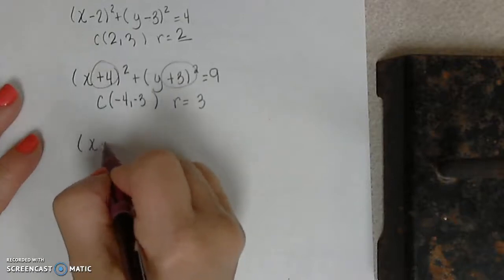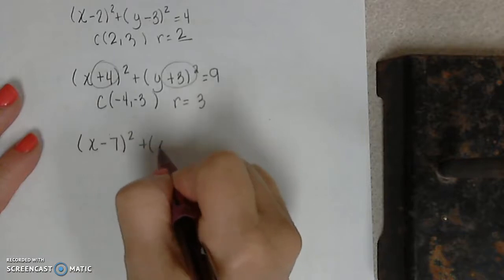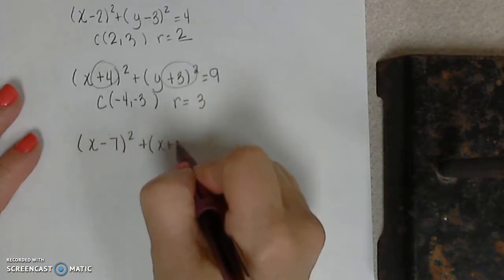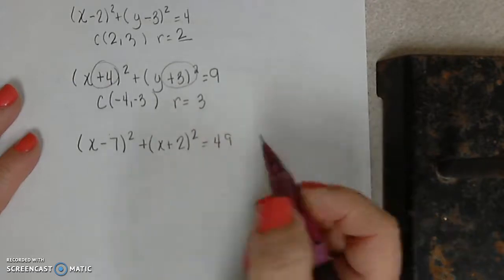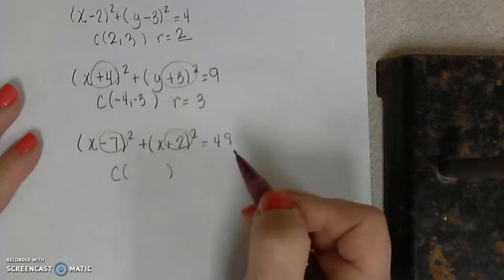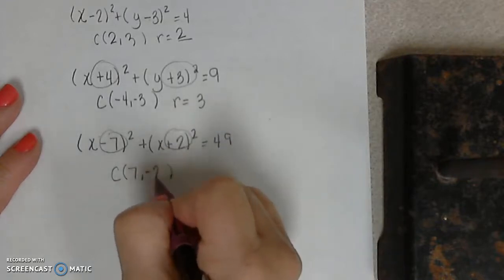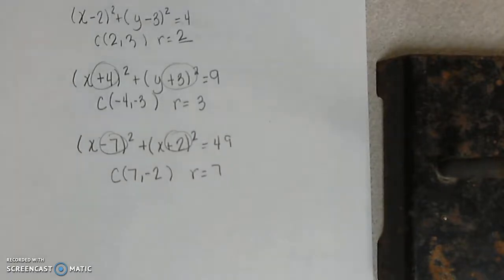One more. If I had x minus 7 squared plus y plus 2 squared equal 49, the center is the opposite of what you see, which is 7, -2. Radius would be 7. Okay, well, I will see you Wednesday with your notes in hand.